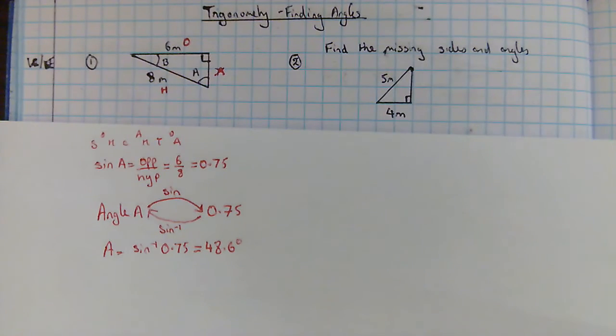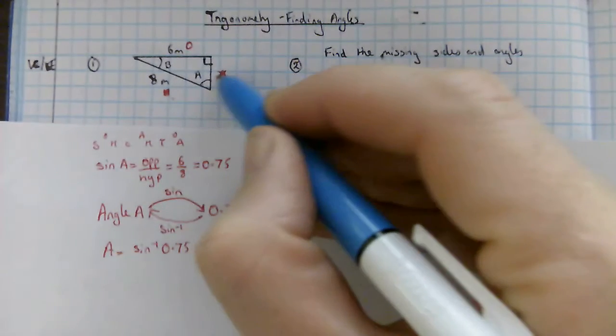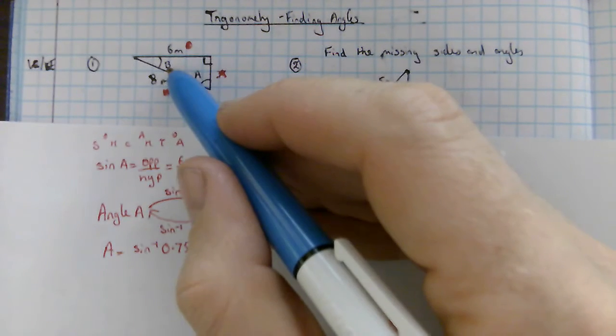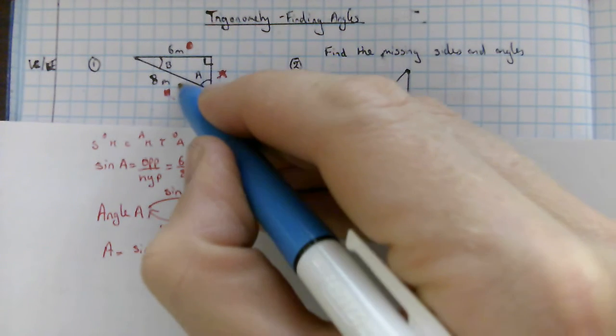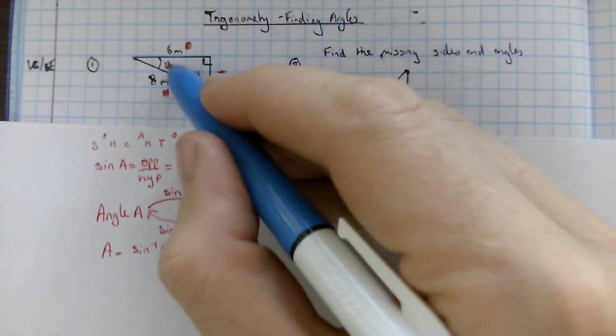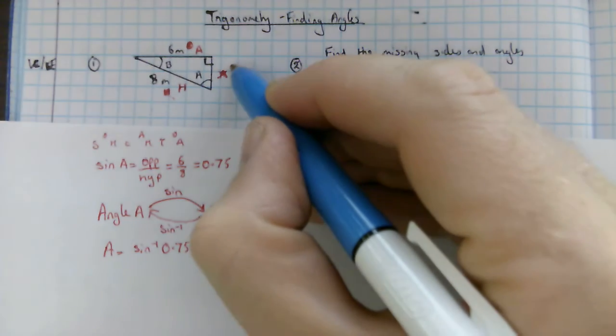Let's try and do the same if I was trying to find angle B. I'm going to get rid of my scribbles up here because it's going to be different now that I'm standing at B. The hypotenuse remains the same, still opposite the right angle, but this now is next to my angle, so this becomes my adjacent and this becomes my opposite.